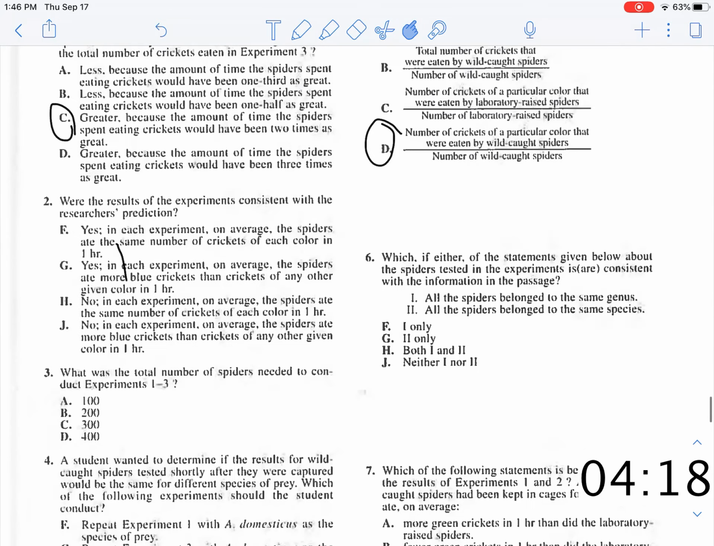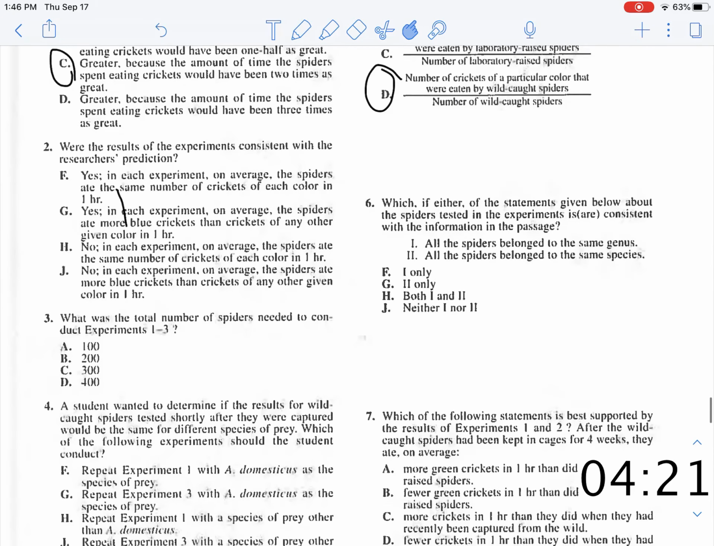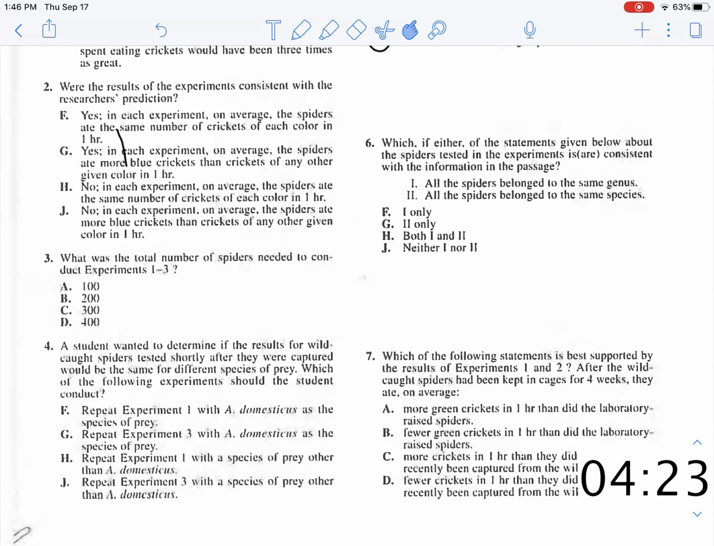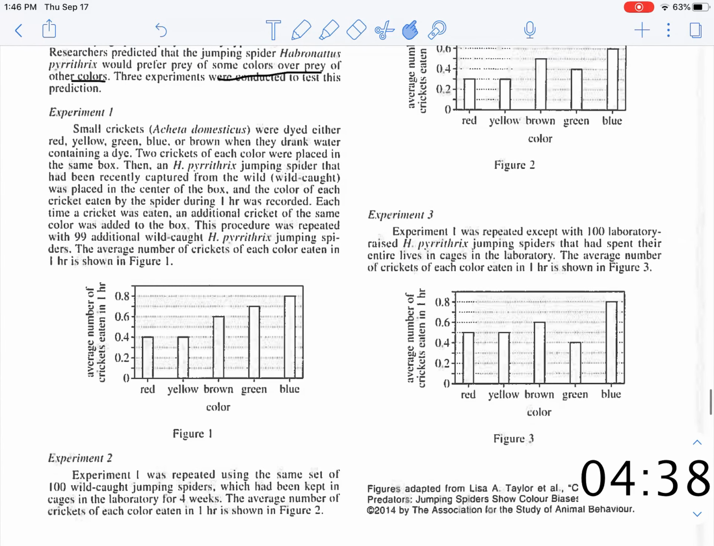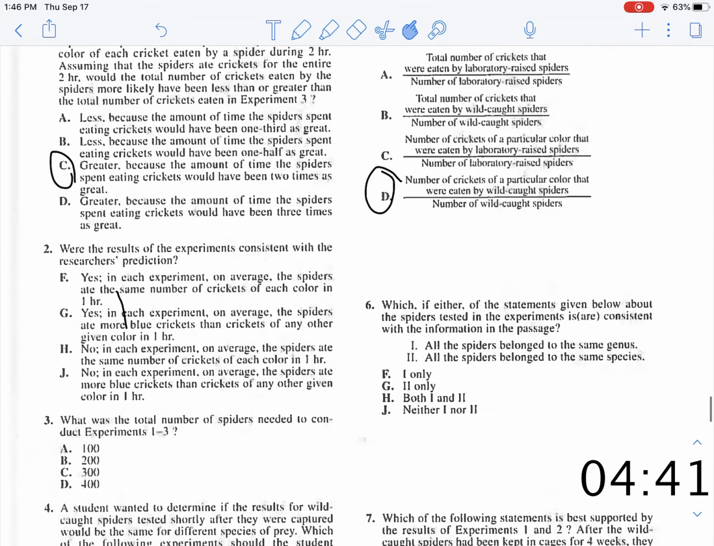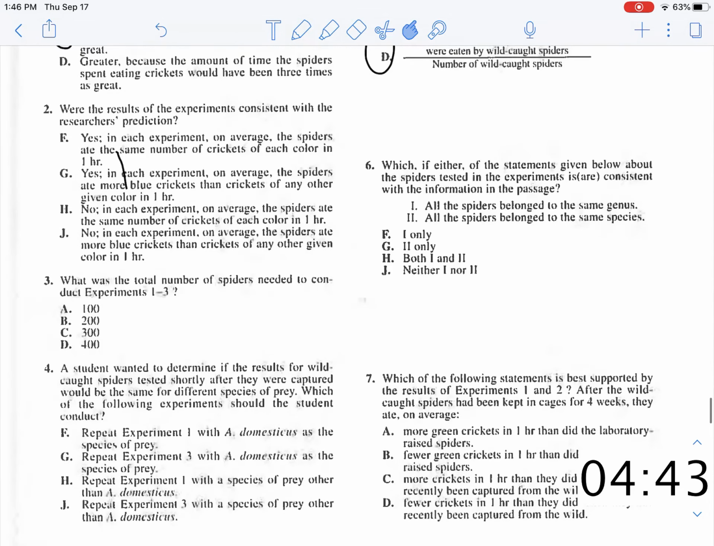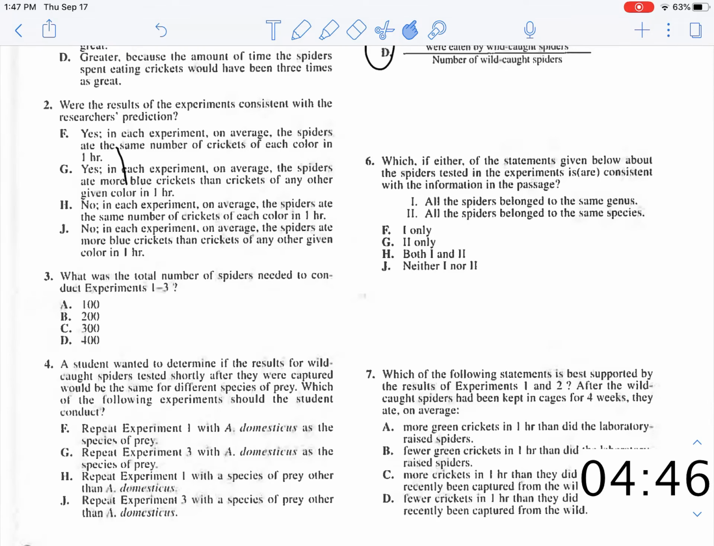Cool. What are we on now? 4. A student wanted to determine if the results for the wild-caught spiders tested shortly after they were captured would be the same for different species of prey. Repeat experiment 1 with a species of prey other than A. domesticus. Yeah, so that would be H. I'm very slow at this.